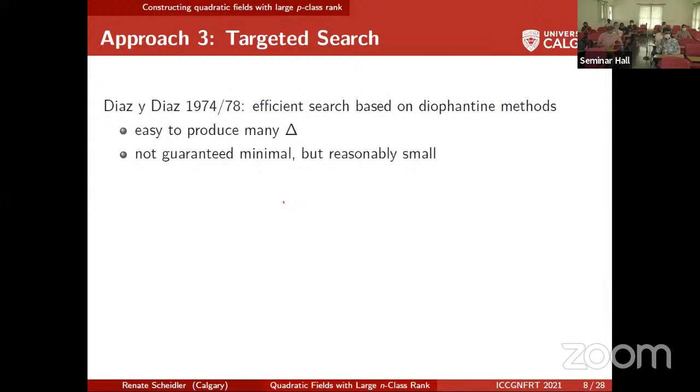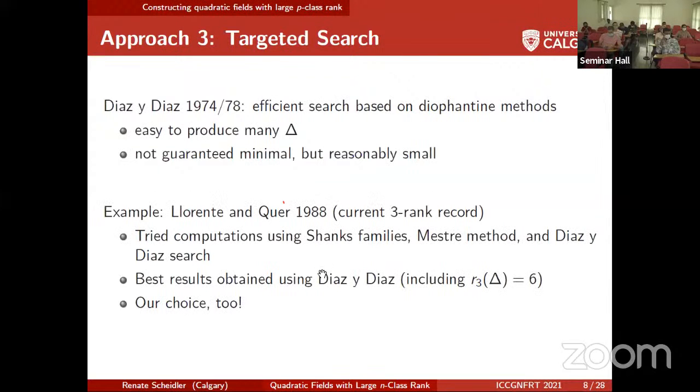And it produced many, many discriminants with positive 3-class rank, and even 3-class rank at least 2. I mean, the algorithm is like a fire hose. It spits these out at an enormous rate. The examples that he got are not necessarily guaranteed to be minimal discriminants, but they're pretty small. So this is a good method.